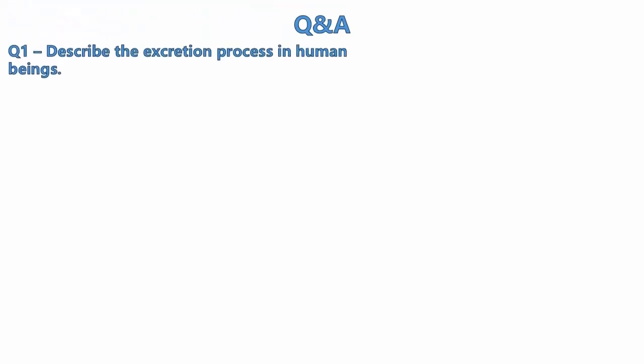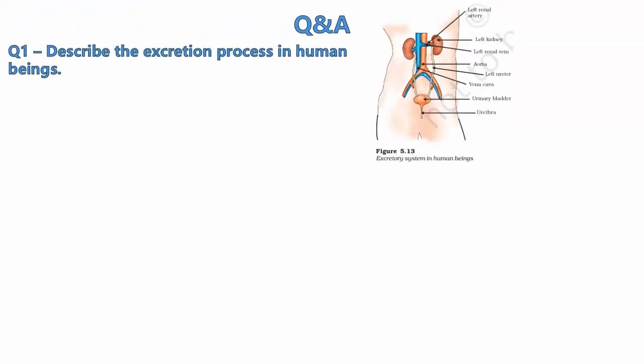Question and answers. Describe the excretion process in human beings. Okay, so here the picture we are showing is the human excretion organs, which are the kidneys. You can see they are bean shaped. Left kidney has been marked, and in the same way there is the other, right kidney also. Now you can see the aorta and the vena cava also.